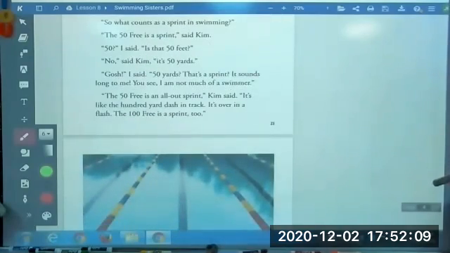The 50 free is an all-out sprint, Kim said. It's like the 100-yard dash in track. It's over in a flash. The 100 free is a sprint too.